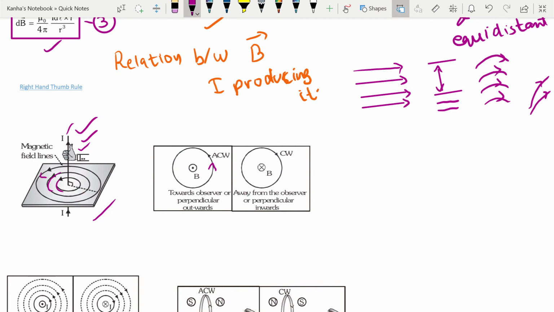Okay. So if the current is going in this direction, I know that when I curl my fingers, looking from the top, I will see that the field lines are coming outside. If I place my thumb in this direction, which is the direction of the current, then when I'm trying to curl my fingers, the magnetic field lines are going down. So this is the symbol for magnetic field lines coming out of the plane. This is for them going into the plane.